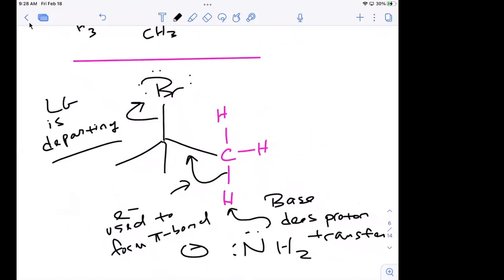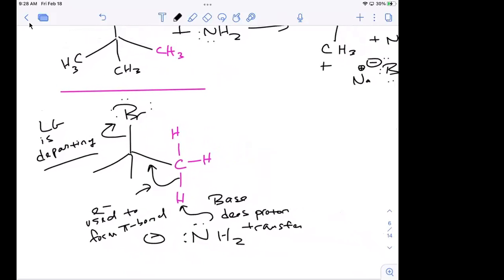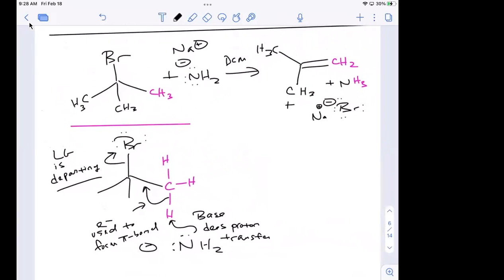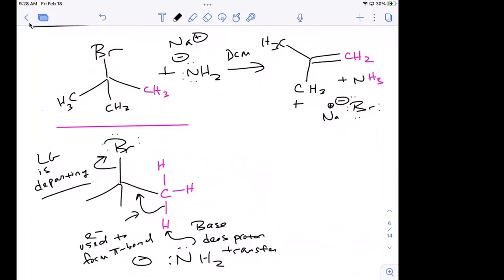All right. Any questions about this so far? I have a question. Go ahead. So the base attacks, so this all happens at the same time? Yes, it's all simultaneous. Okay.